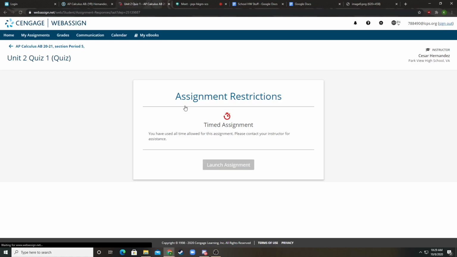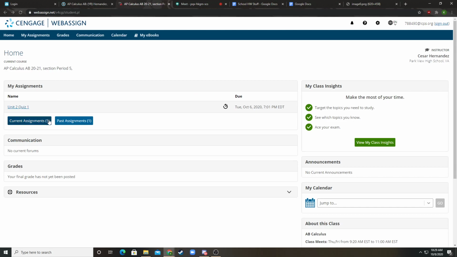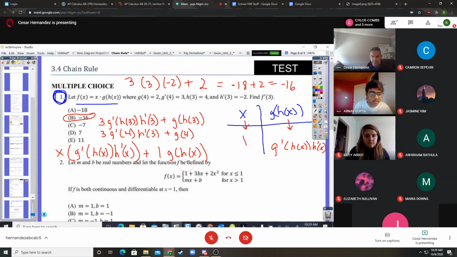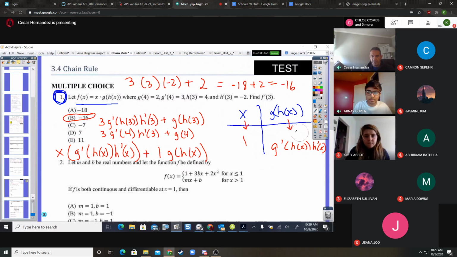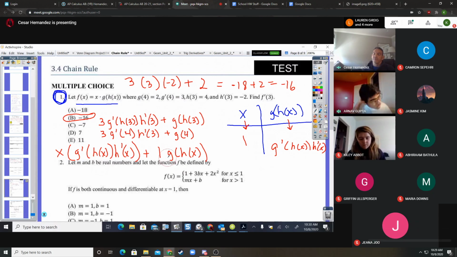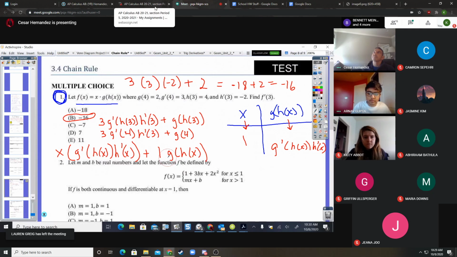Mr. Hernandez, I have a question. The one that we just did, I get the first part here, my setup over here, the second part. What's that, Arnav? Yeah, the setup on the left-hand side, where you're talking about the derivative of g of h of x. When you're actually doing the derivative, I just got lost at that point.